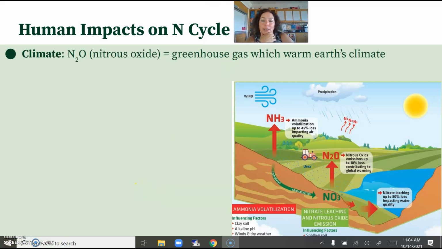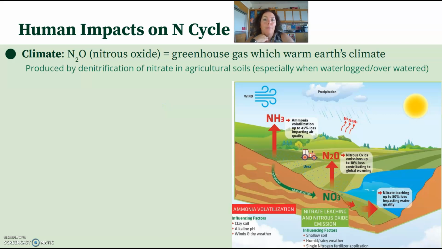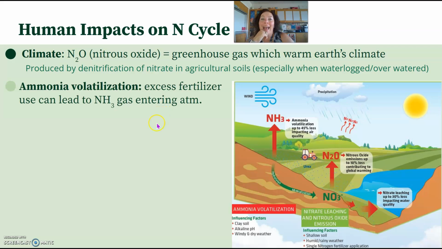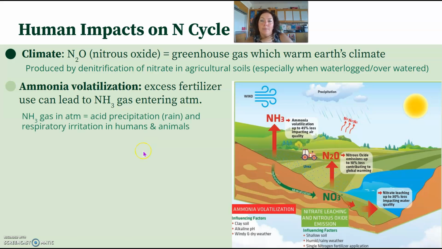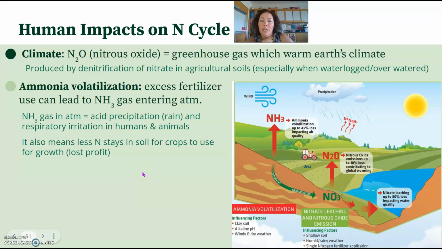Humans have an impact on the nitrogen cycle because they add chemicals to the atmosphere like nitrous oxide, which is a greenhouse gas. That happens readily in agricultural soils that are over-fertilized and waterlogged. So that adds nitrous oxide to the atmosphere. Ammonia volatilization is when you also have excess fertilizer. It can actually lead to NH3 converting into a gaseous form and adding it to the atmosphere. That gets then picked up by precipitation and then turns into acid rain. It also means that there's less nitrogen in the soil for crops.